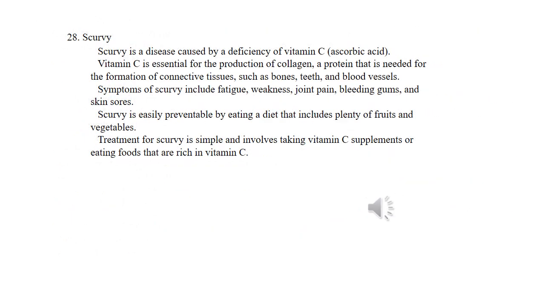Question 28. Scurvy. Answer: scurvy is a disease caused by a deficiency of vitamin C, ascorbic acid. Vitamin C is essential for the production of collagen, a protein that is needed for the formation of connective tissues, such as bones, teeth, and blood vessels. Symptoms of scurvy include fatigue, weakness, joint pain, bleeding gums, and skin sores. Scurvy is easily preventable by eating a diet that includes plenty of fruits and vegetables. Treatment for scurvy is simple and involves taking vitamin C supplements or eating foods that are rich in vitamin C.